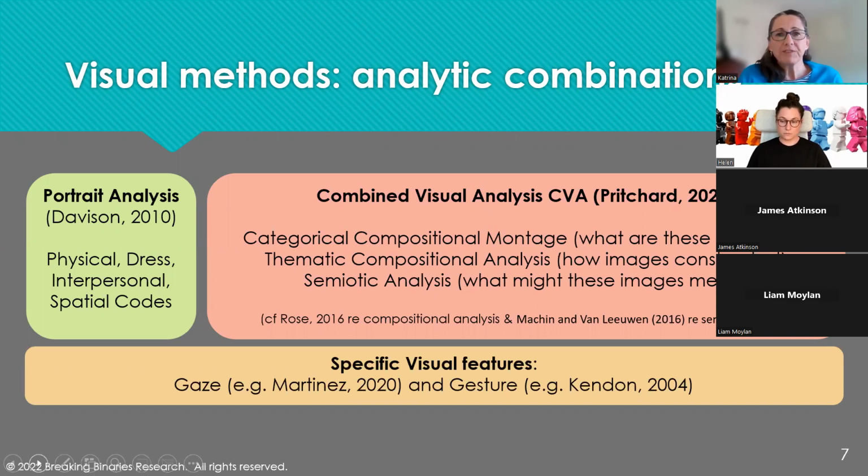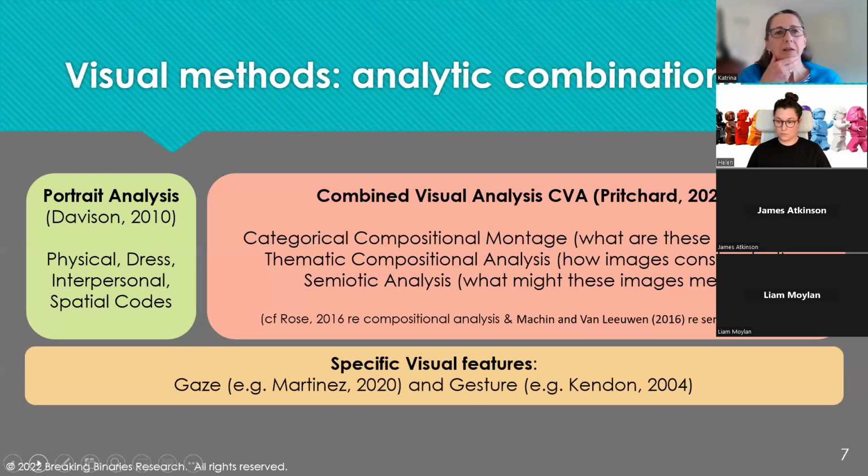And there are 3 levels on that. Categorical compositional, which basically is an understanding of what these images are of. So a sort of basic descriptive analysis in some sense. Then we move down the levels of analysis to get deeper and do some thematic compositional analysis. And that does draw on some of the basic tenets of thematic analysis in understanding composition. And lastly, into the sort of deepest level, if you like, we look at semiotic analysis.